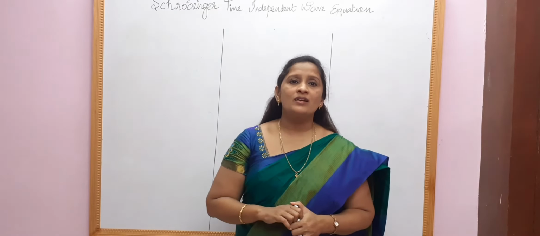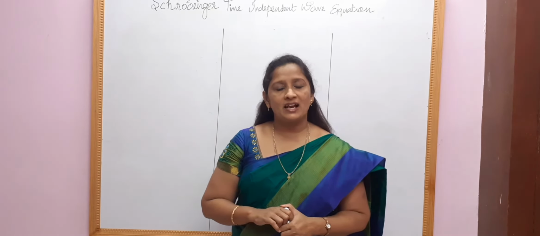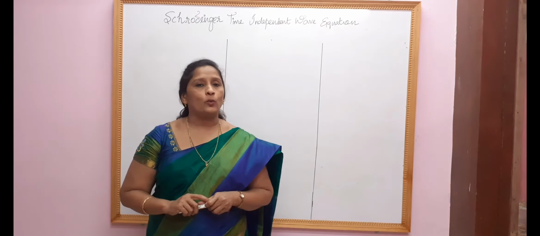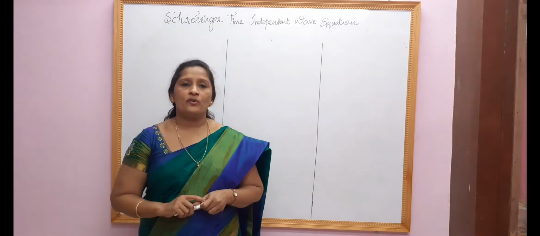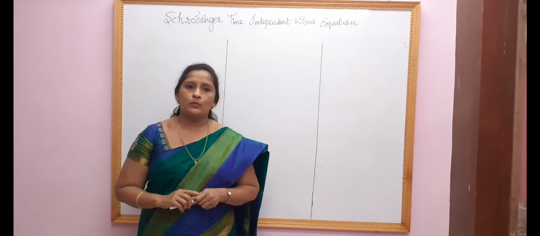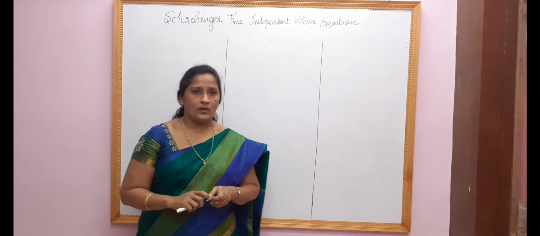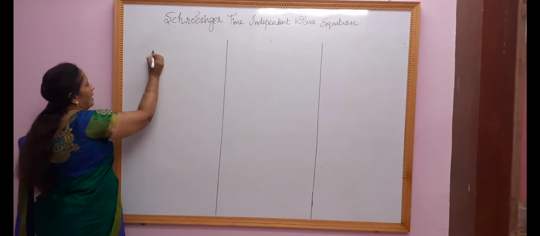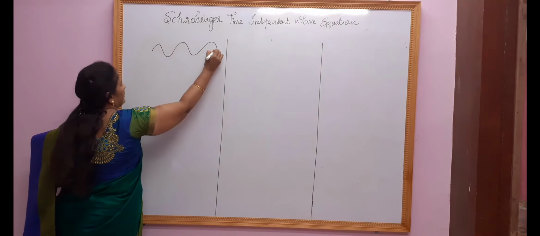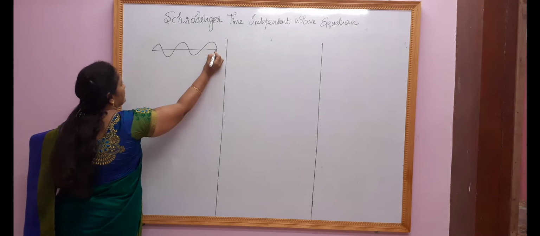In this lecture class, we are going to derive the Schrodinger time independent wave equation. Let's get started. We know that quantum mechanics deals with the behavior of elementary particles. Electron is also an elementary particle, and the Schrodinger wave equation considers the electron as a wave. It is considering it as a standing wave. Suppose we have an electron and this electron is behaving like a wave. It is moving like this, and this is called a standing wave.